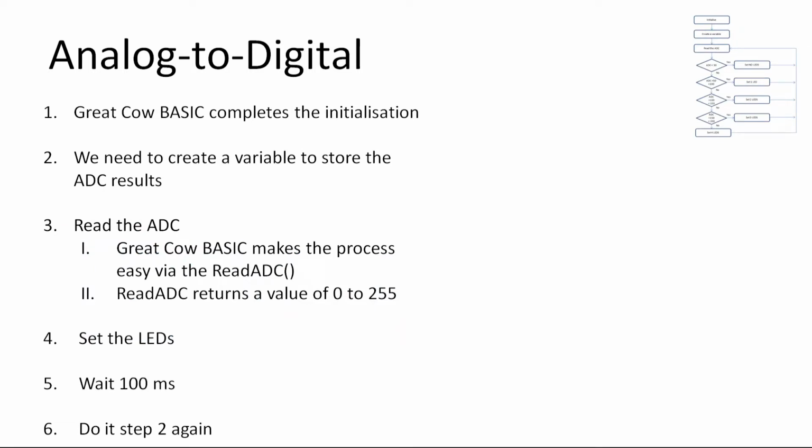So what we're going to be doing is initializing the board. That's pretty well done for you. We're going to create a variable. We will have made our standard constants beforehand, but we are going to create a variable. We're going to read the ADC within a loop. We're going to make that process easy for you by using a function called ReadAD. It gives us a value back between 0 and 255. We're going to do something with it. We're going to set the LEDs with that value, wait 100 milliseconds, and then do it again.